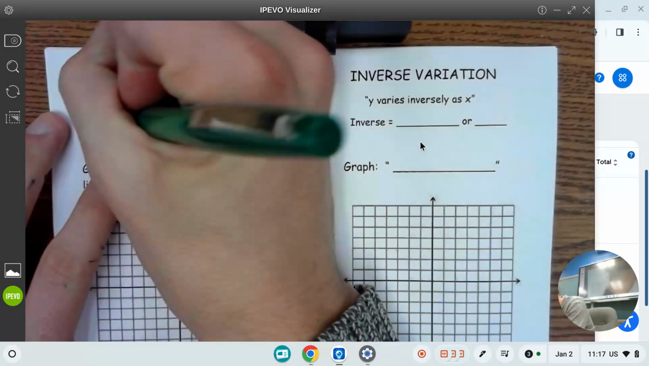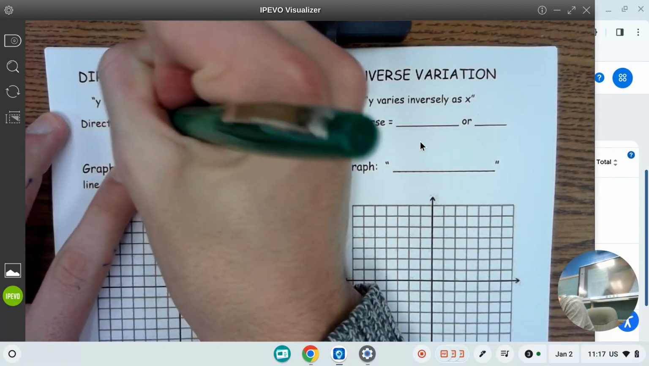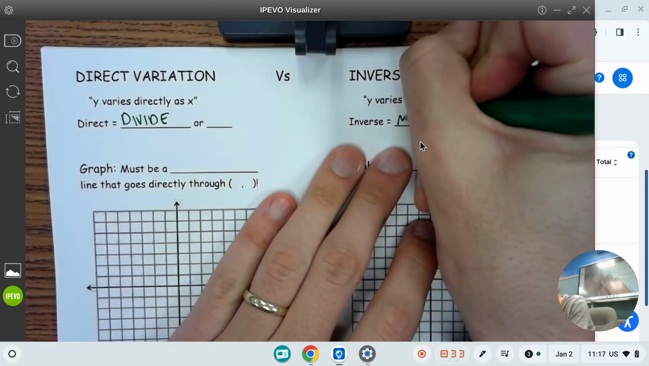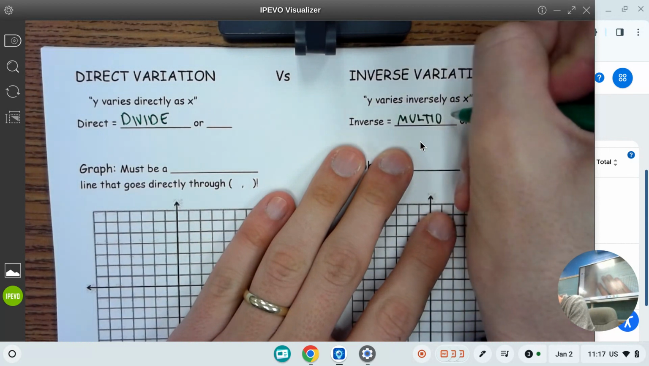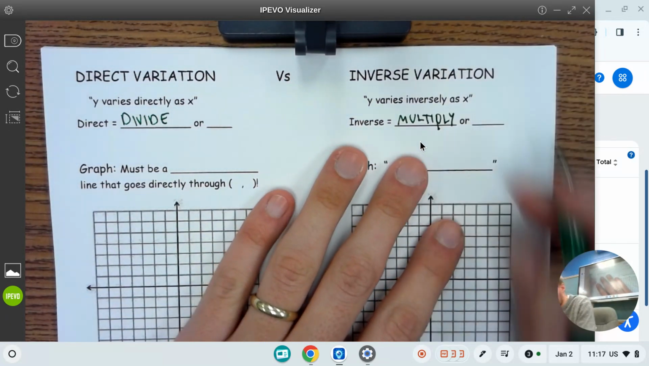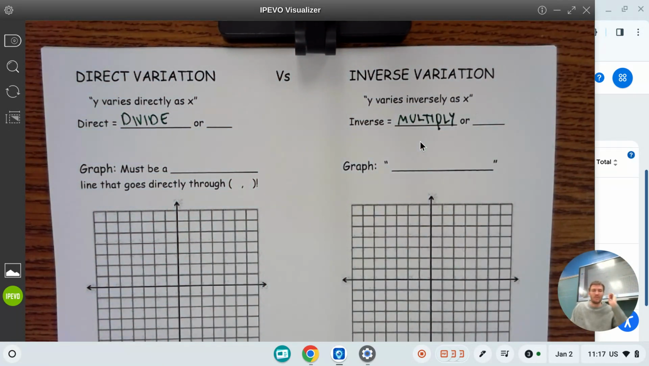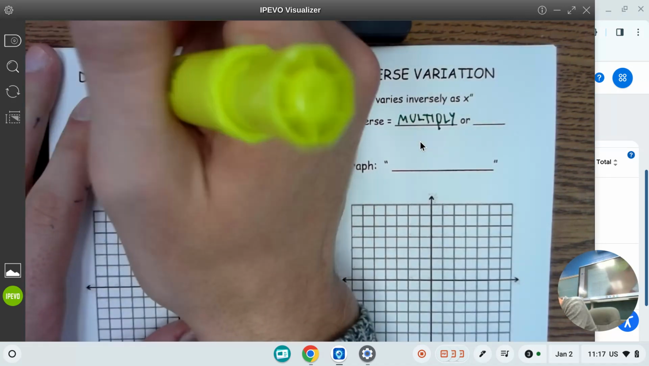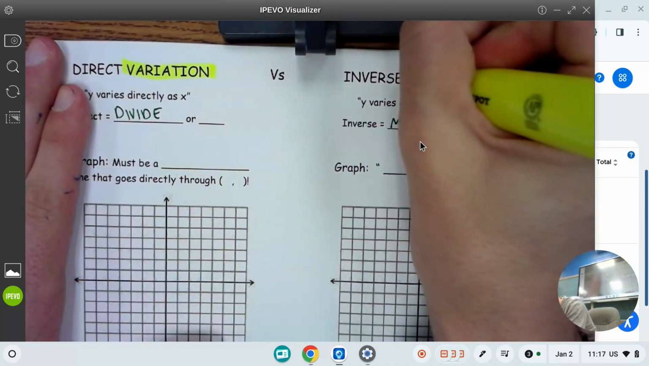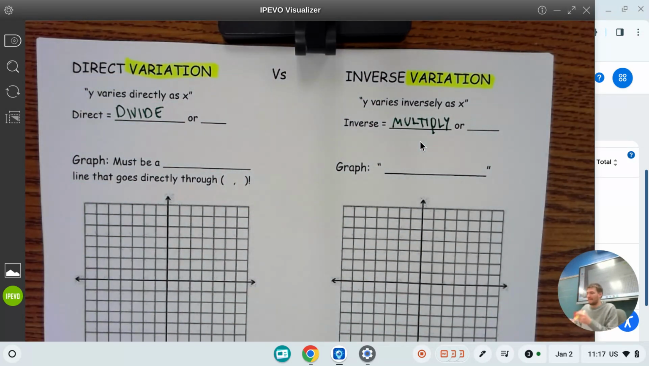Direct variation is going to be divide, and inverse variation is going to be multiply. Multiply. There we go. Got a little distracted. Here's what's going on, okay? Totally new vocab. We haven't heard the word direct when it comes to math. We haven't, maybe we have a little bit, heard the word inverse when it comes to math. And we definitely have not heard the word variation when it comes to math. Now, here's the important part, okay?